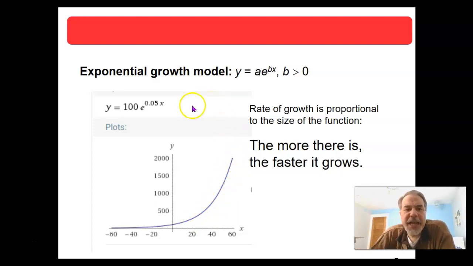And the thing about these exponential growth models is that the rate of growth, how fast this is going up, is proportional to the size of the function. The more there is, the faster it grows.